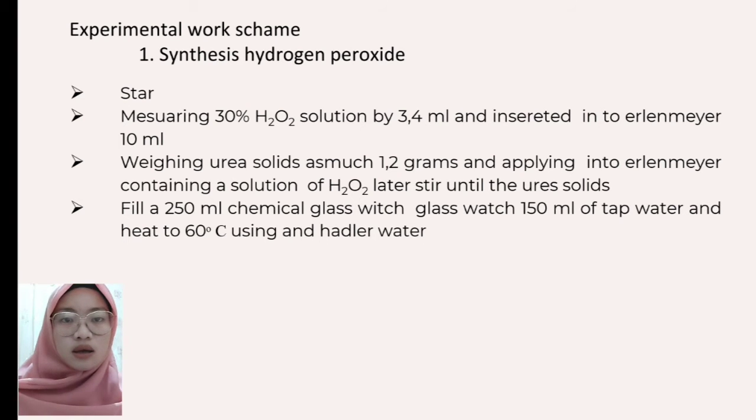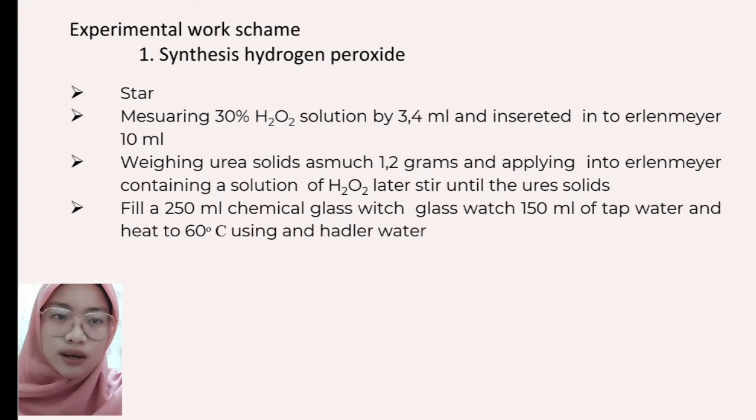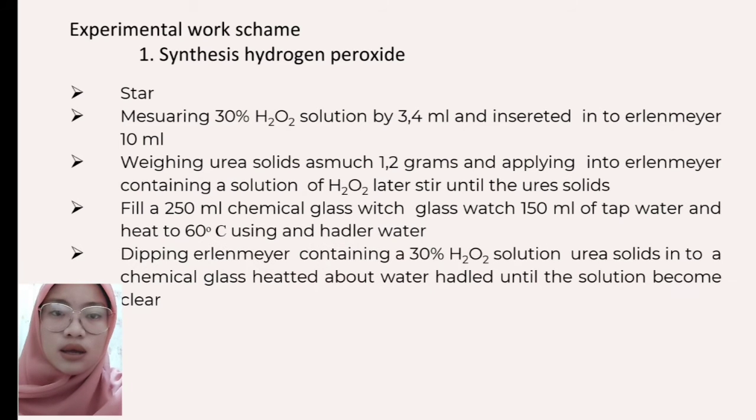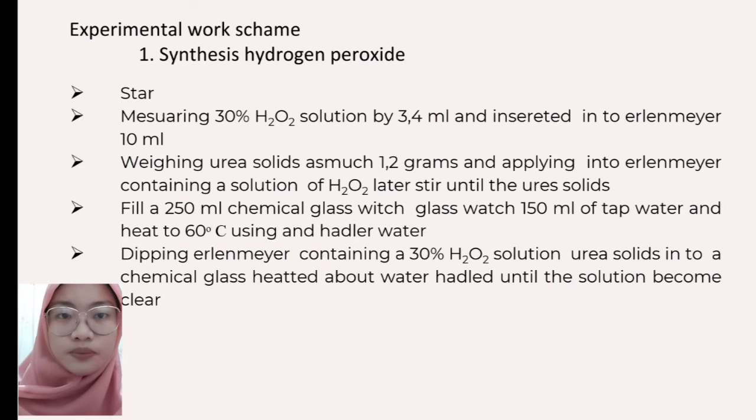Fill a 250 ml chemical glass with 150 ml of tap water and heat to 60 degrees Celsius using a hot water bath, dipping the Erlenmeyer containing the 30% H2O2 solution and urea solid into the chemical glass. Heat the water bath until the solution becomes clear.